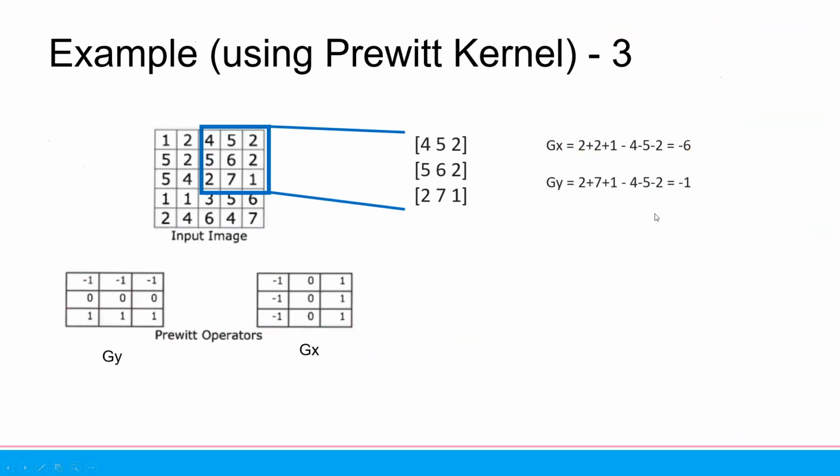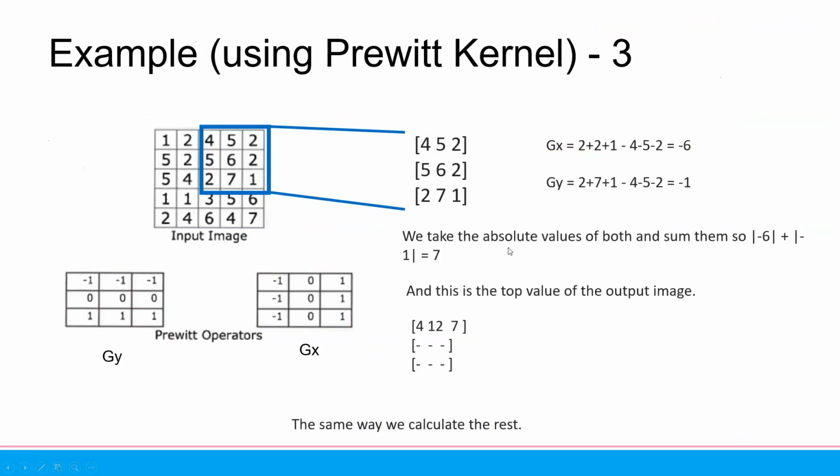So if we look at the previous one, we have the absolute value function. Whenever the value is negative, we need to make it positive and sum them. So we have the minus 6, we take the absolute value, so we get the result 6. And then minus 1, we also make absolute, so we get the result 1. And the final point is 7. We put the 7 in this cell.